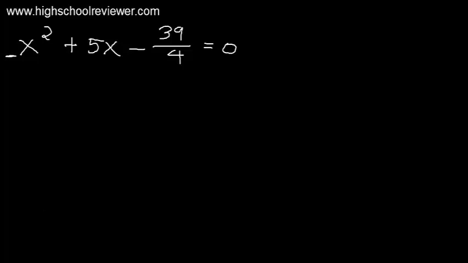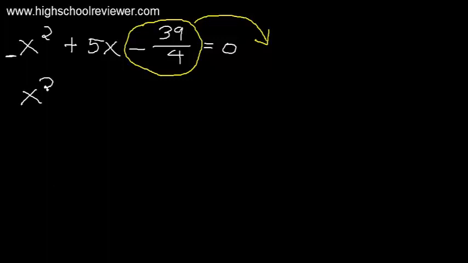And then next we need to transpose the third term to the right side because we are going to make here a new term. Transposing, what will be left on the left side will now only be x squared plus 5x equals. If we transpose negative 39 all over 4, this will change its sign. This will now be positive 39 all over 4.